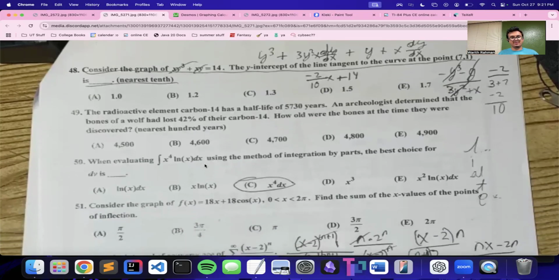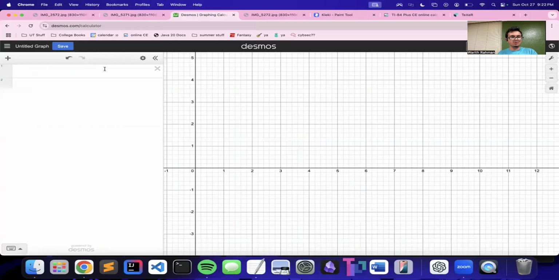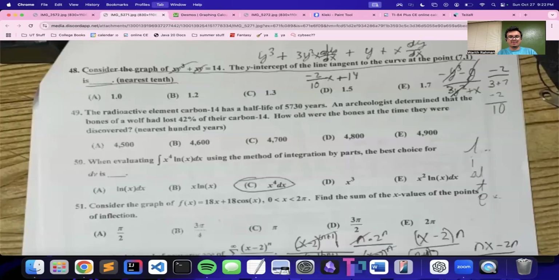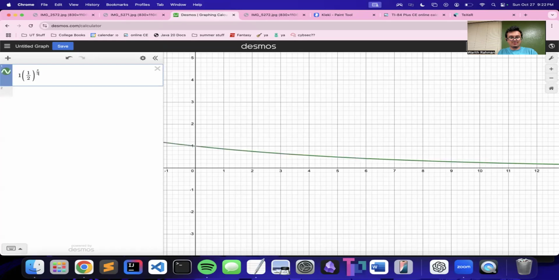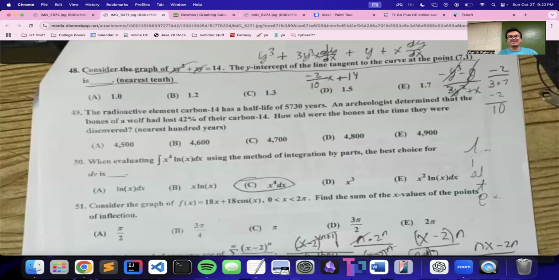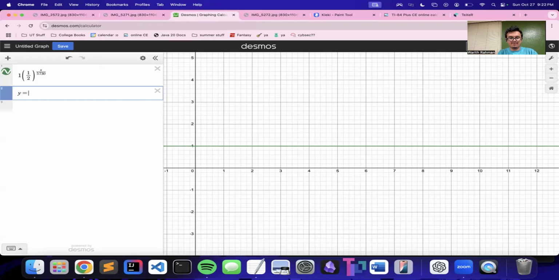49. Radioactive element carbon-14 has a half-life of 5730 years. Both of them have lost 42% of their carbon-14. Okay, so this works kind of similar to the other problem I was mentioning. So let's pretend that we originally started with 1 gram of carbon-14, meaning that after we lost 42%, we have 0.58 grams. So we say that 1 times our ratio, which is a half, to the power of x over 5730, where x is our time and the half-life is 5730 years, how long it takes for it to halve. And we just need to figure out at what time does this equal 0.58.